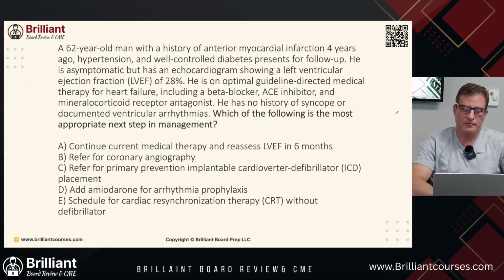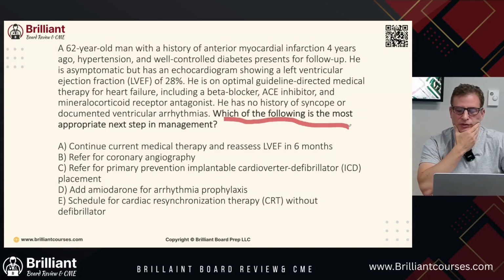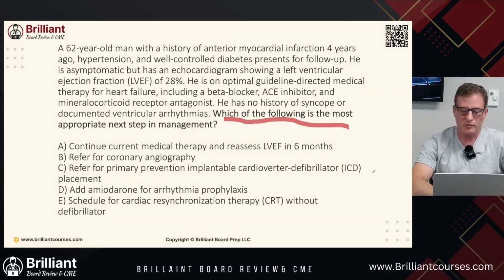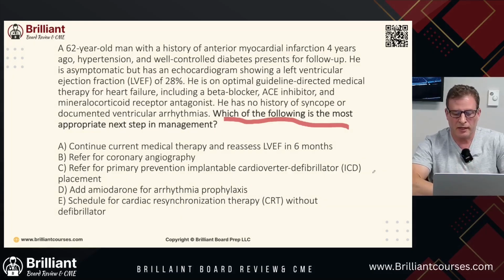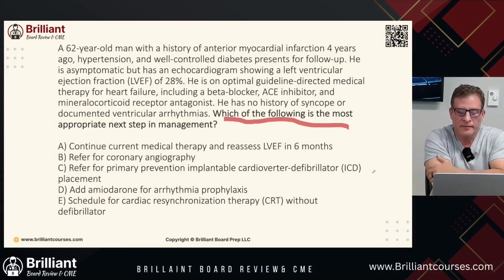Learning by questions. Which of the following is the most appropriate step in management? So we have: continue medical therapy and reassess left ventricle function in 6 months. That's a long time. Refer for coronary angiography. Refer for primary prevention implantable cardioverter defibrillator, ICD placement. Add amiodarone. And remember, amiodarone's been in a lot of our things for arrhythmia prophylaxis. Schedule for cardiac resynchronization therapy, CRT, without defibrillator. All right, let's take a look. Let's go through the question.